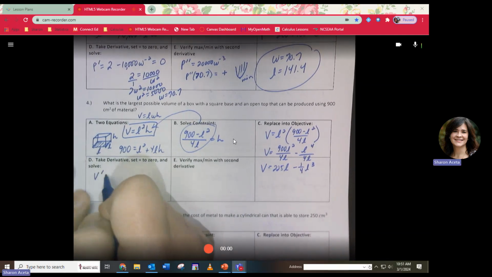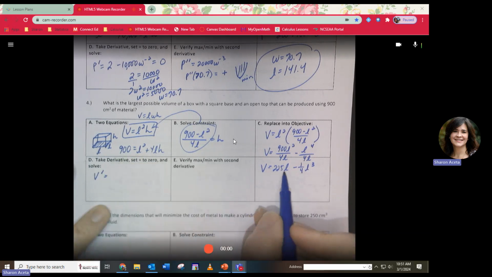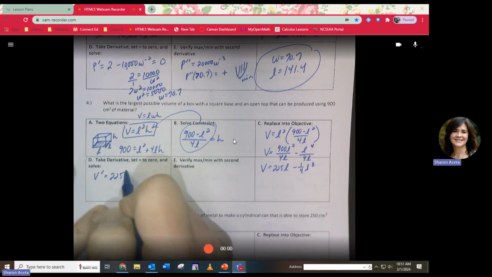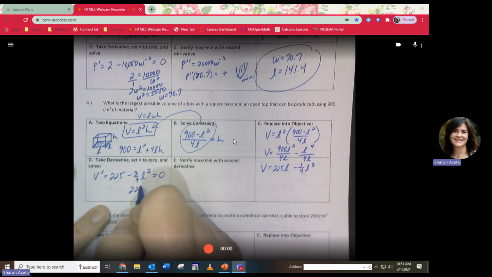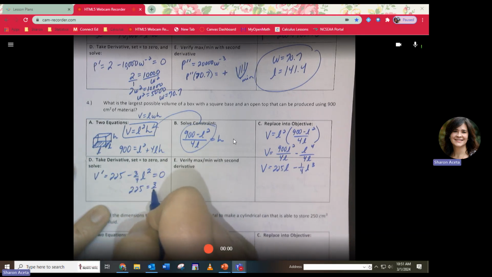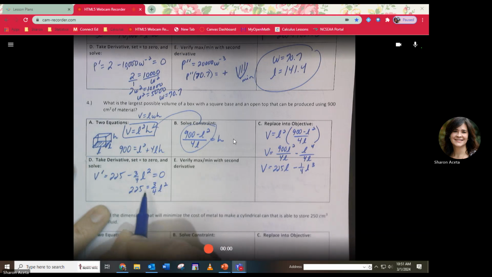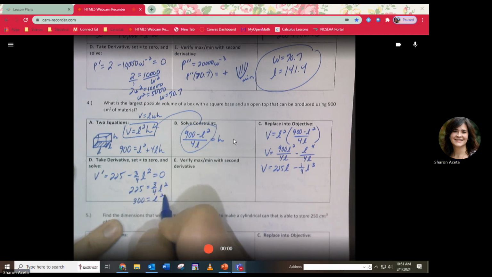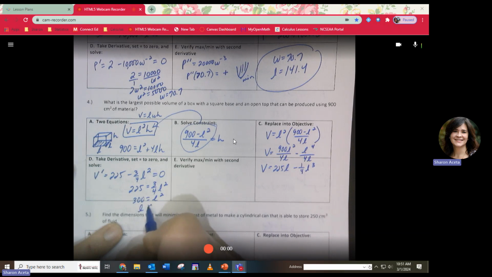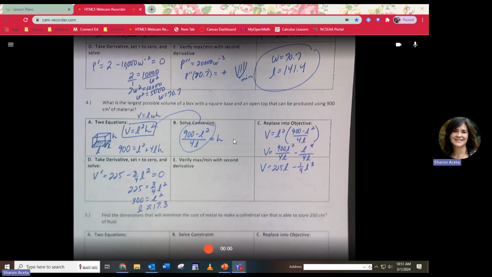The derivative of the volume with respect to L would be 225 minus, 3 times 1/4 is 3/4 L squared. Set it equal to 0, and let's start doing some algebra. We're going to divide by 3/4, which is multiplying that by 4 over 3, which is 300. So L is roughly 17.3.